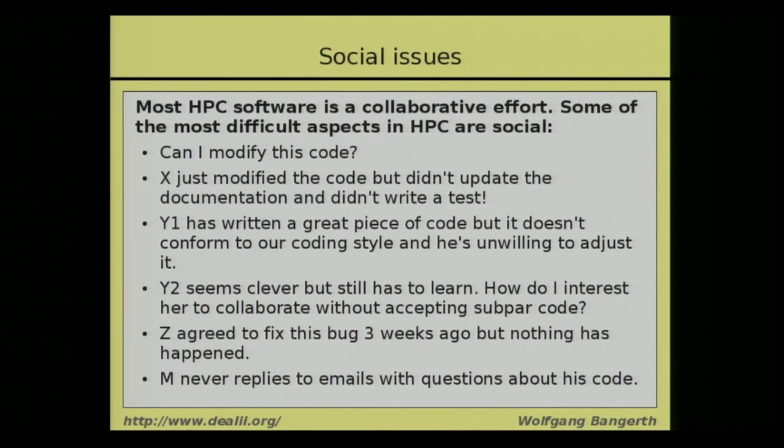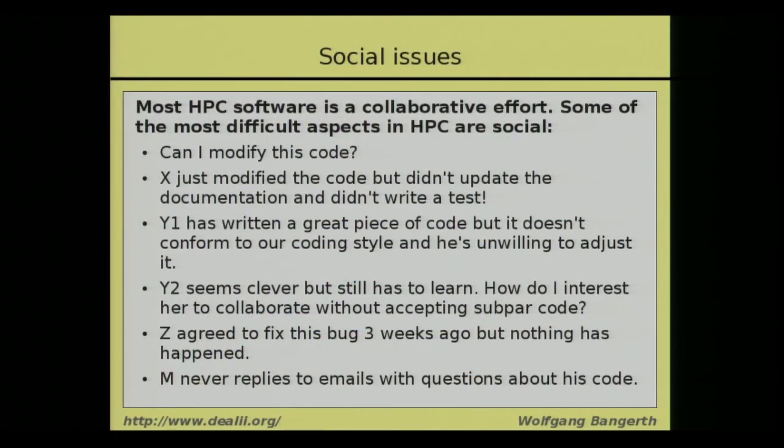Second to last problem. Let's say colleague Z has written a great piece of code, but it does have a bug. Happens to everybody. And he agreed to fix this bug because I need it in my project, but 3 weeks have passed, nothing has happened. If this colleague Z is somebody I pay, I have a handle on it. But if it's a colleague who is paid by a different project, for example, or who works for a different university, I have no handle on this. How do I deal with this? How do I talk to people in such a way that they're willing to work with me on this? And then a not uncommon problem is that somebody has written some code, you send emails, and they just refuse to answer. That too is a social problem.